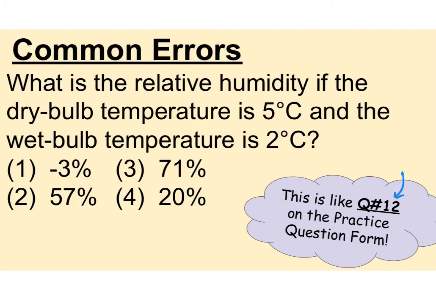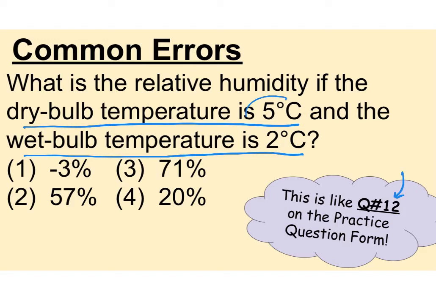This says, what is the relative humidity if the dry bulb temperature is 5 degrees Celsius and the wet bulb temperature is 2 degrees Celsius? So this one is tricky because 5 degrees Celsius does not show up on the chart. So let's take a look at that chart.